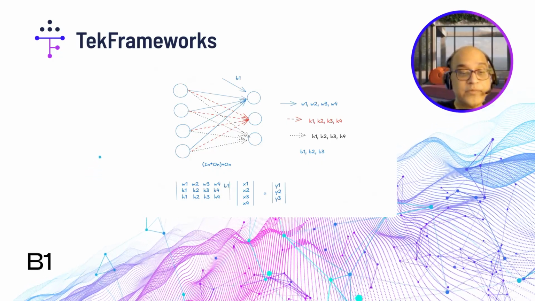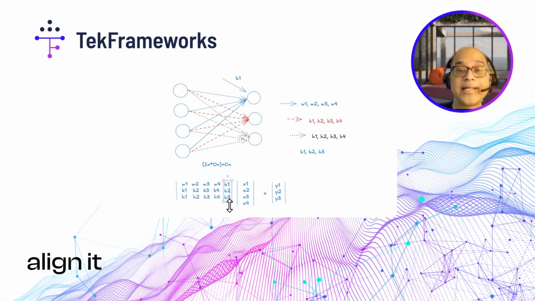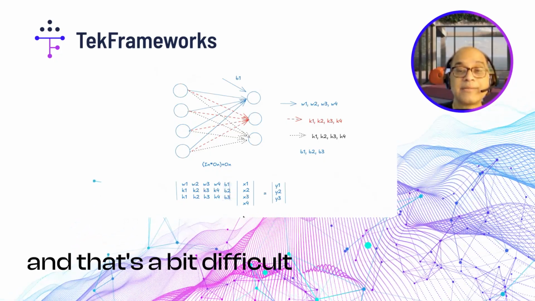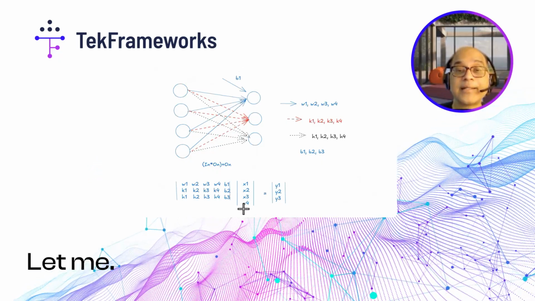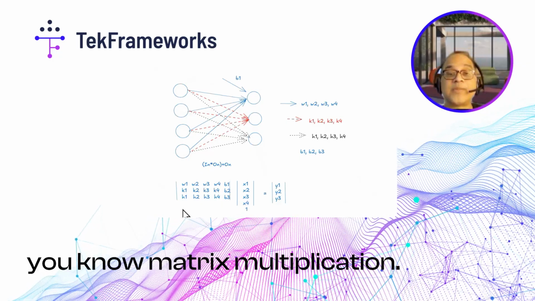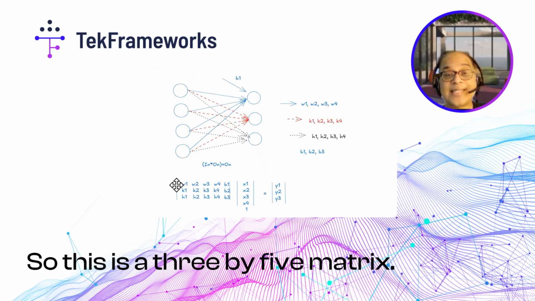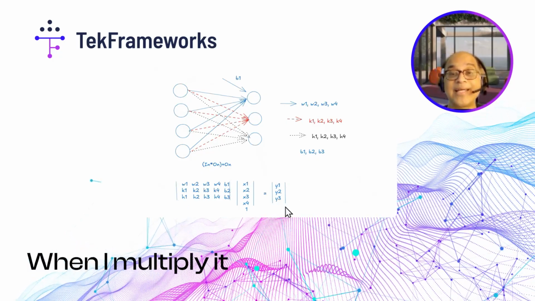B1, B2, B3. Try to align it, and that's a bit difficult. Let me just write A1 here. Okay, so now you know matrix multiplication. So this is a 3 by 5 matrix. This is a 5 by 1 matrix. When I multiply, I get a 3 by 1.